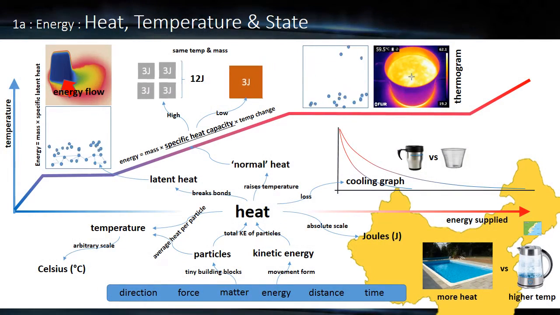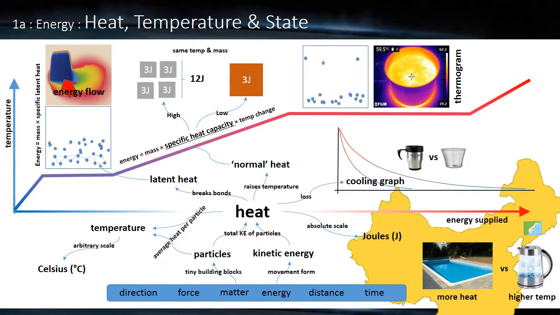This is Unit 1A. It deals with energy, heat, temperature and state. The two key ideas we're dealing with here are matter and energy. Now, matter is just a word for stuff, and stuff is made of atoms. Atoms joined together to form molecules, and together we call those two things particles.